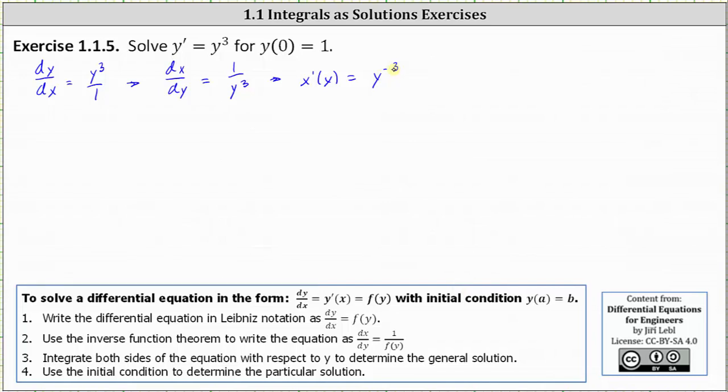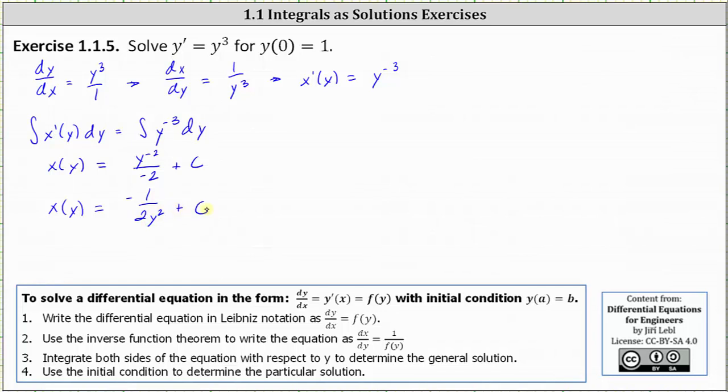And now we integrate both sides of the equation with respect to y. The indefinite integral of x prime of y with respect to y is equal to x of y plus a constant. Let's go ahead and write x of y will include the constant on the right. On the right, the indefinite integral of y to the power of negative 3 with respect to y is y to the power of negative 2 divided by negative 2 plus a constant. We'll go ahead and put plus c here, which includes the constant on the right and the left. This gives us x of y is equal to negative 1 divided by 2y squared plus c. This is a general solution expressed as x as a function of y.